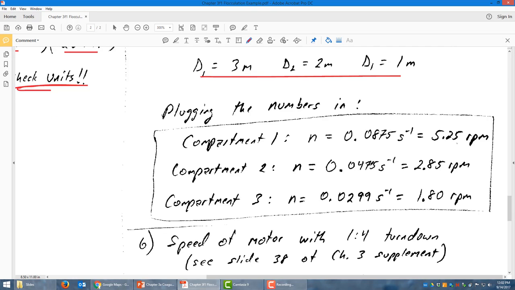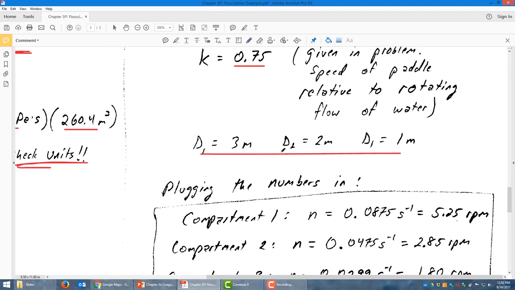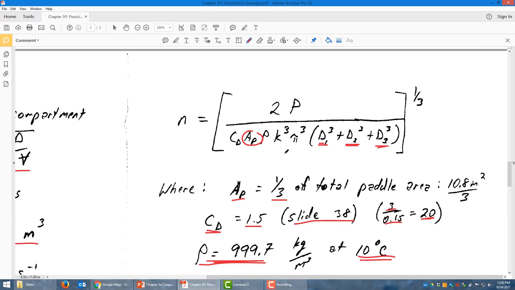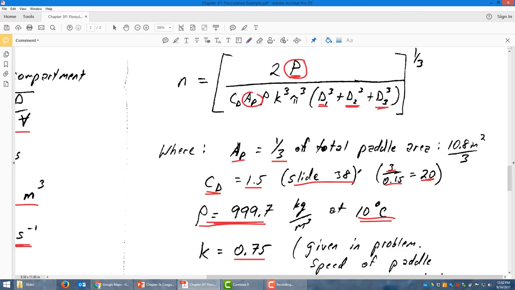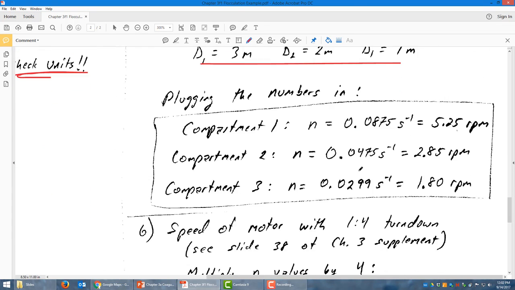equation, and we have to do that 3 times, one for each compartment, because the G values were different, or the powers were different for each compartment. The other terms are going to be the same, I believe. Yes, all the other terms are going to be the same for each compartment, but the power is different for each compartment. So we do that 3 times, and we get these n values in per seconds.